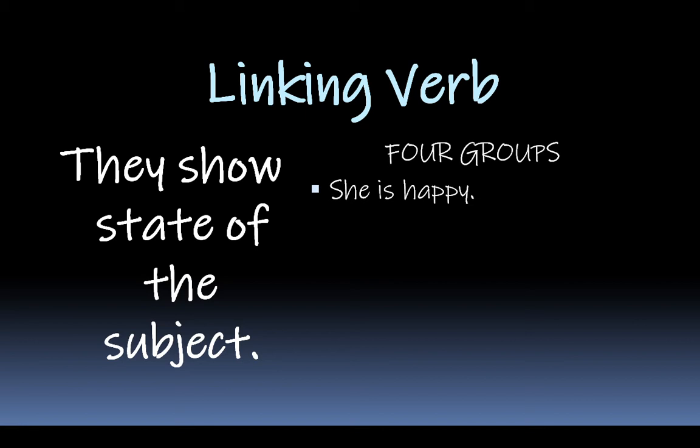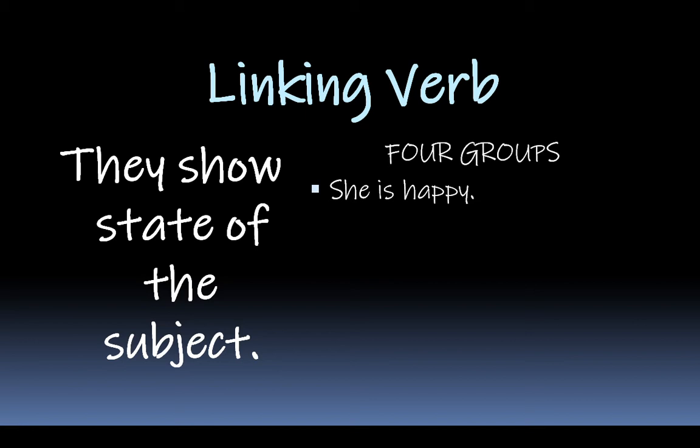Here is an example. She is happy. She is the subject. Is, linking verb. Happy, subjective complement. There is no action taking place in this sentence. And this verb is simply linking the subject with its complement. And it's simply indicating in which state this subject is.